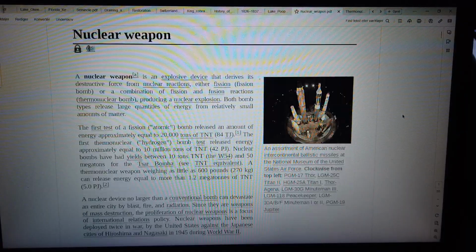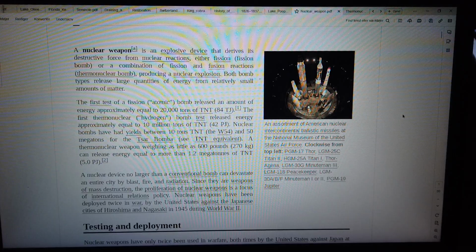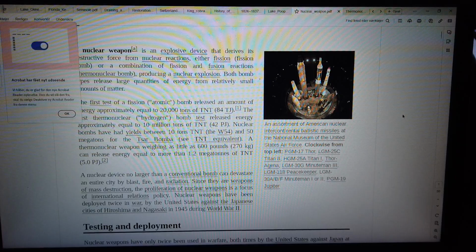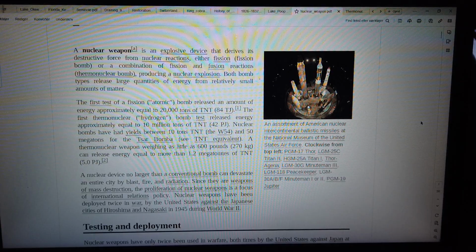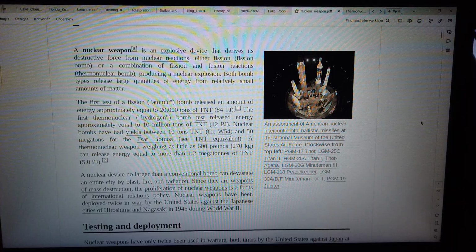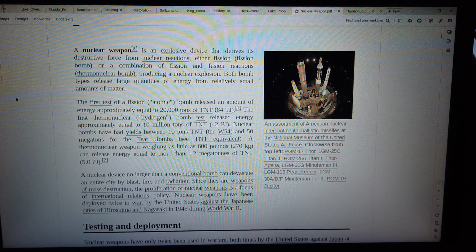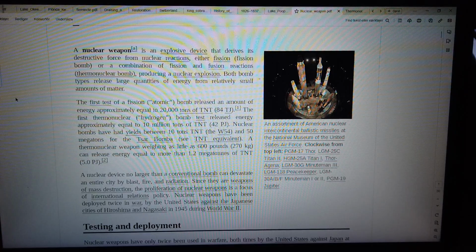Nuclear weapon. Page semi-protected. Listen to this article. An assortment of American nuclear intercontinental ballistic missiles at the National Museum of the United States Air Force. Clockwise from top left: PGM-17 Thor, LGM-25C Titan II, HGM-25A Titan I, Thor Agena, LGM-30G Minuteman III, LGM-118 Peacekeeper, LGM-30A/B/F Minuteman I or II, PGM-19 Jupiter.